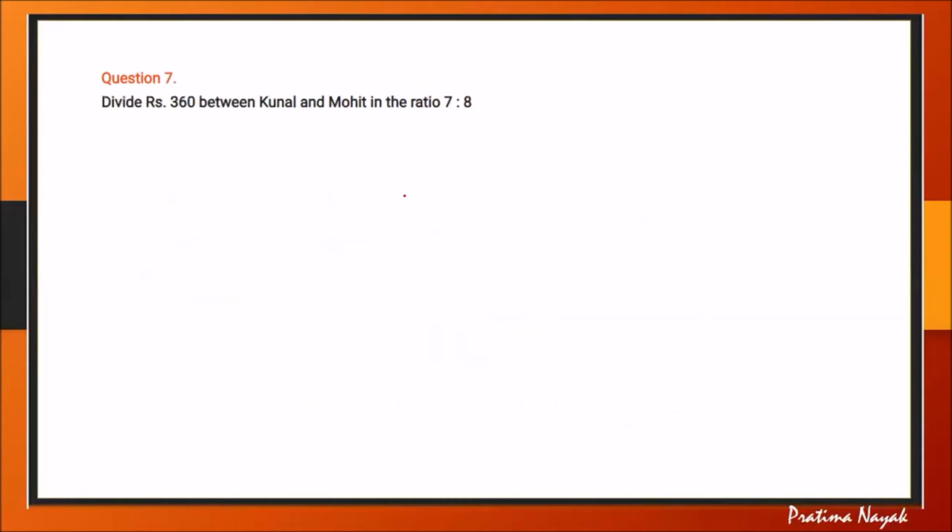Next is question number 7. Now, word problems, or we say story sum. Divide 360 between Kunal and Mohit in ratio 7 is to 8. So the ratio is 7 is to 8. That means what is the total amount, or what is the whole amount? Total is equal to 7 plus 8. That will be 15.